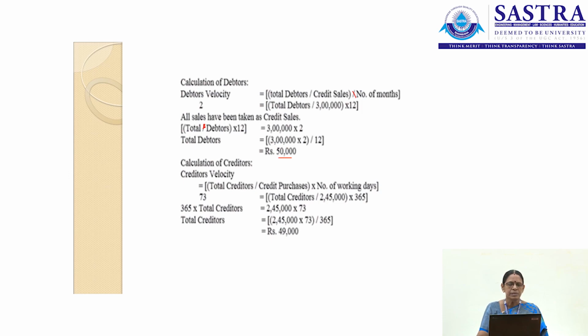This is your creditors velocity. Total creditors divided by credit purchases into number of working days. So 73 into total creditors divided by credit purchases is 2,45,000 into 365. Again cross multiply it. 365 into total creditors is equal to 2,45,000 into 73 days. Total creditors is equal to 2,45,000 into 73 divided by 365. We are cross multiplying here. So 49,000 is said to be the total creditors.